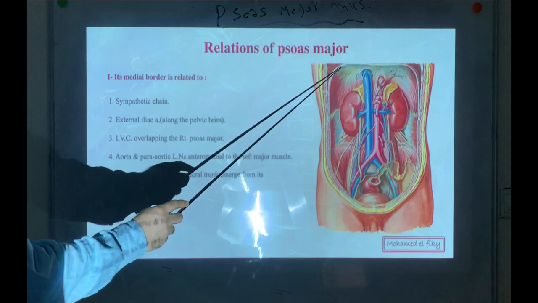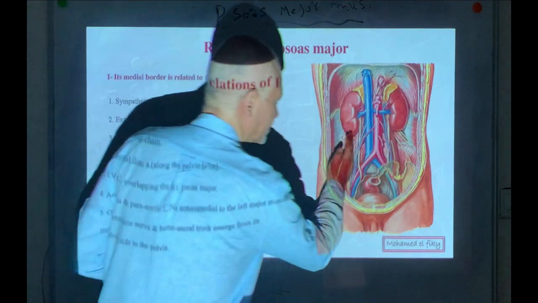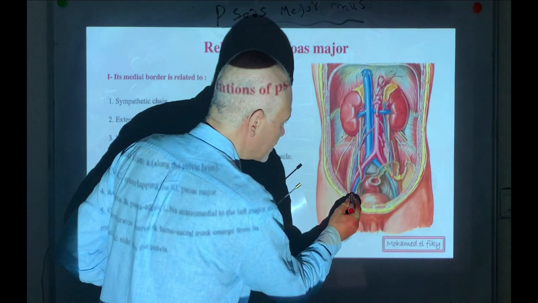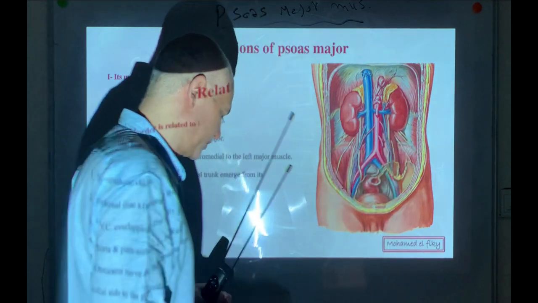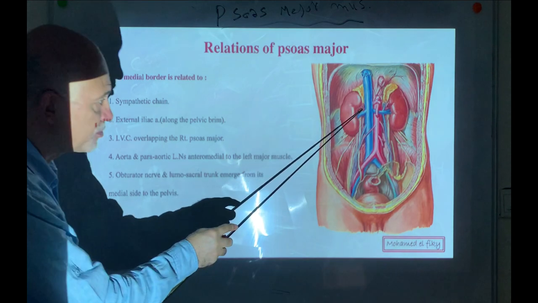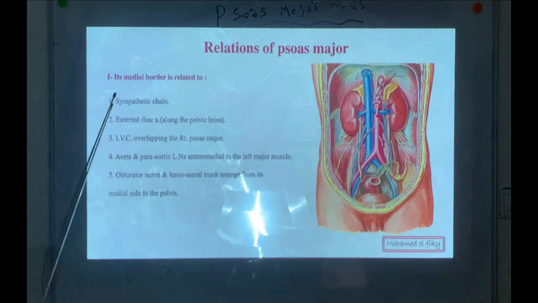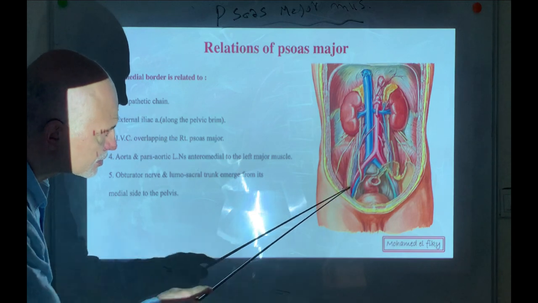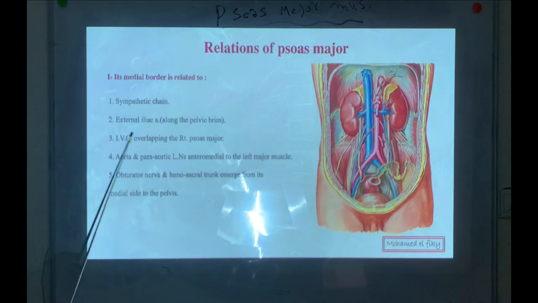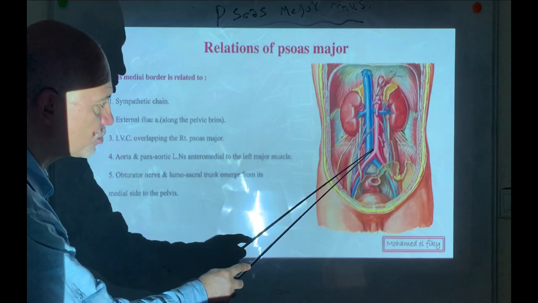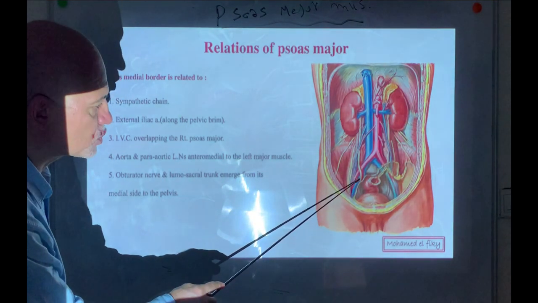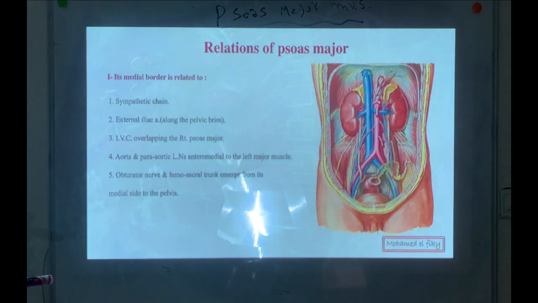What are the relations of the psoas major? Medial border: in this diagram, this is the psoas major muscle on this side and the psoas major of the other side. The sympathetic chain, right and left. The external iliac artery is medial to the psoas major. The inferior vena cava and the abdominal aorta are also medial to this muscle. Also the obturator nerve and the lumbosacral trunk in the pelvis. This is the medial relation.